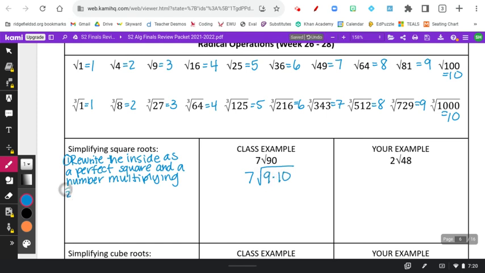Step 2, simplify the perfect square and bring it outside. Multiply the outsides together.